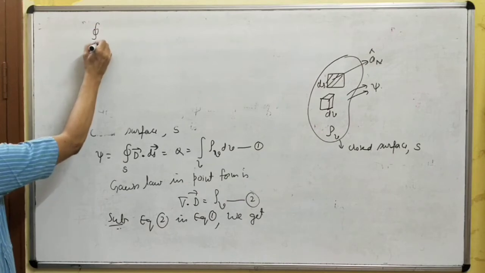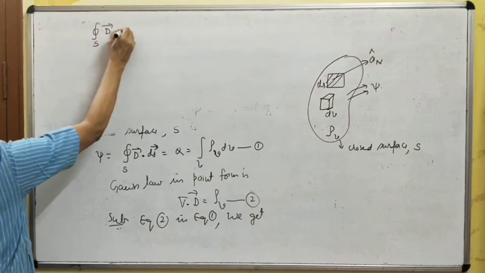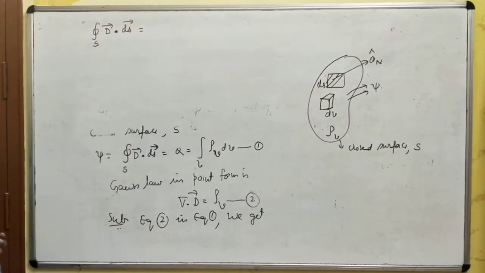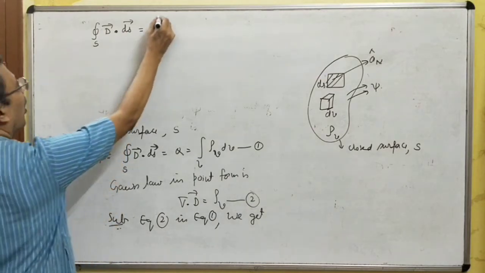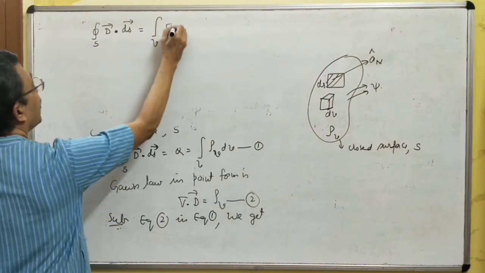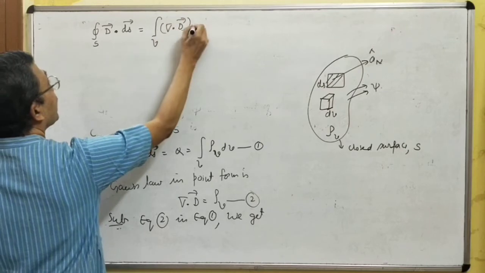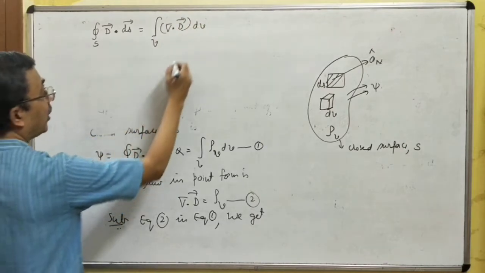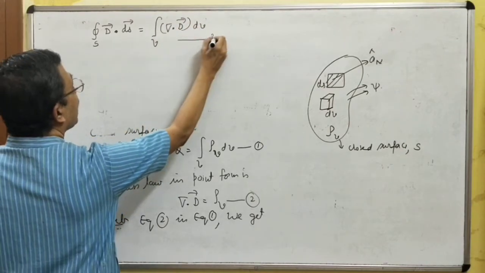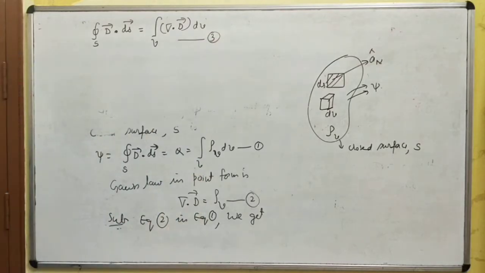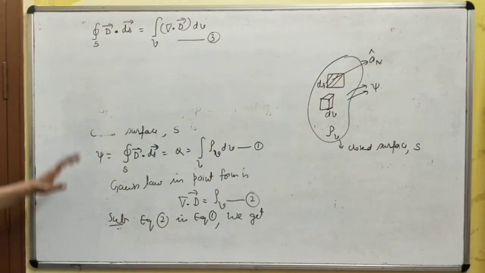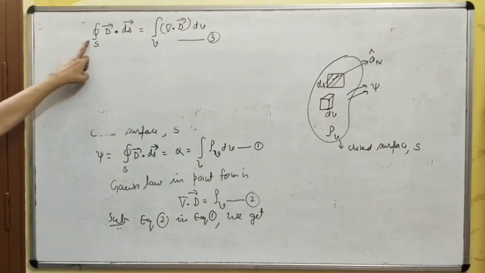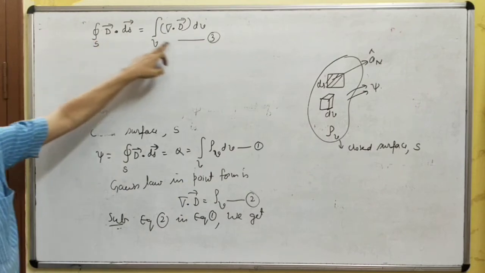closed surface integral of vector D dot dS is equal to volume integral of divergence of D dV. Equation 3 is the mathematical statement of divergence theorem and is used for converting closed surface integral into a volume integral.